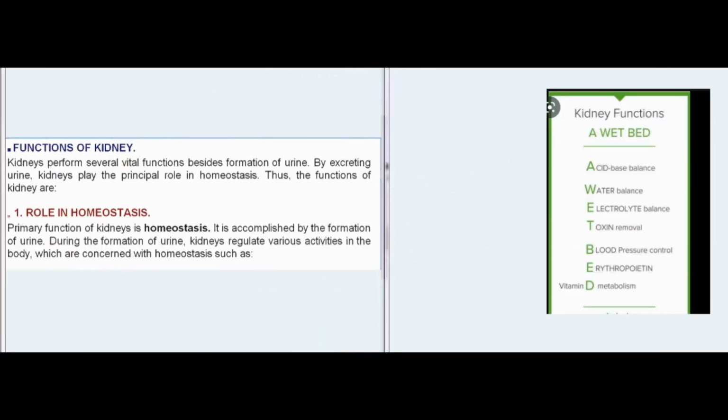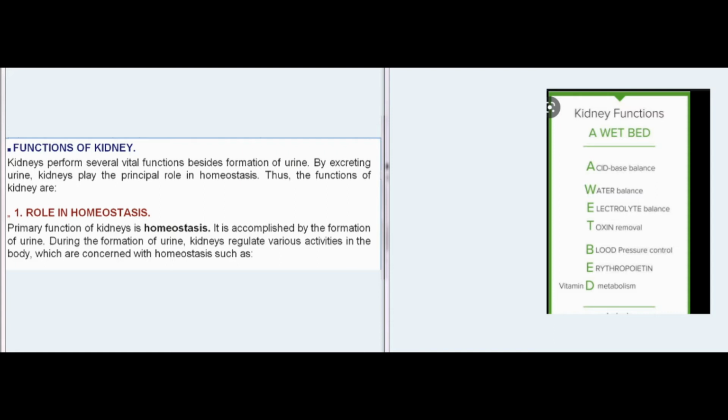Functions of kidney. Kidneys perform several vital functions besides formation of urine. By excreting urine, kidneys play the principal role in homeostasis. Thus, the functions of kidney are: 1. Role in homeostasis. Primary function of kidneys is homeostasis. It is accomplished by the formation of urine.